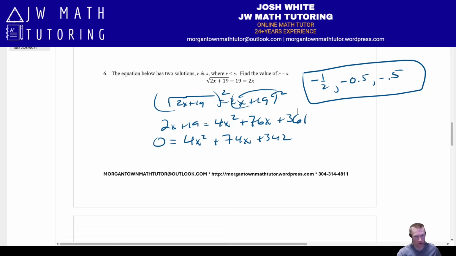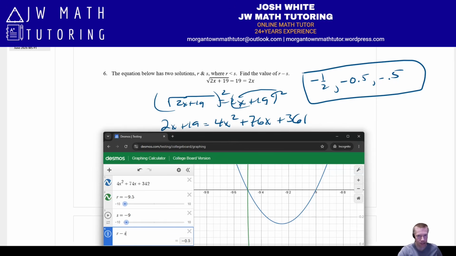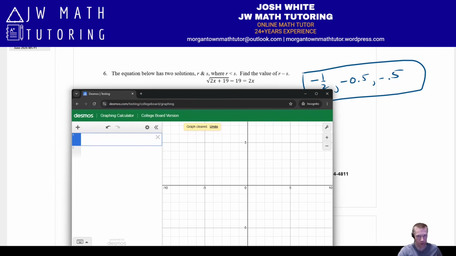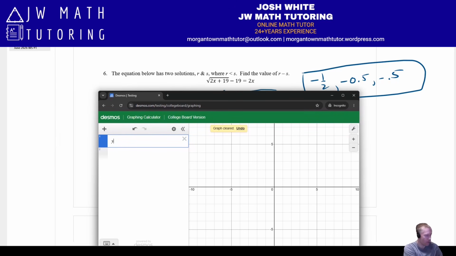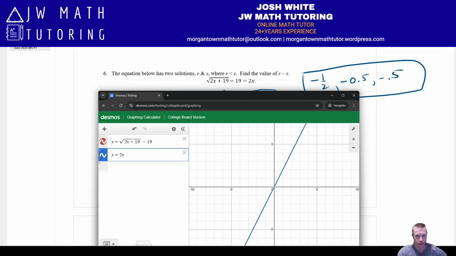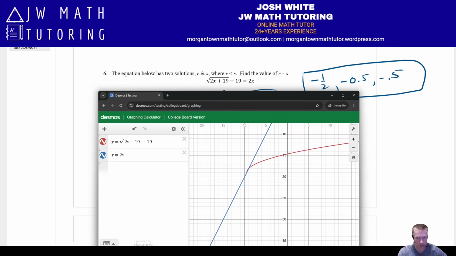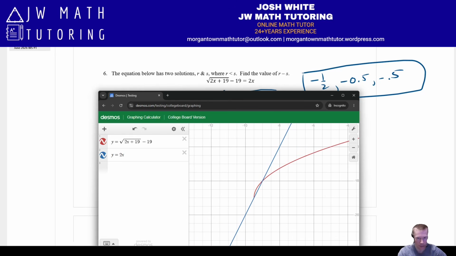Now let's look at how you could solve this in Desmos. I think the easiest, quickest way to solve this strictly in Desmos is to use the graphing approach. So I'm going to graph y equals left side, y equals right side. And then I'm going to look for the intersection values. So I have to zoom out a little bit, then zoom in, and now we can easily see them right here. Here's one, here's the other.